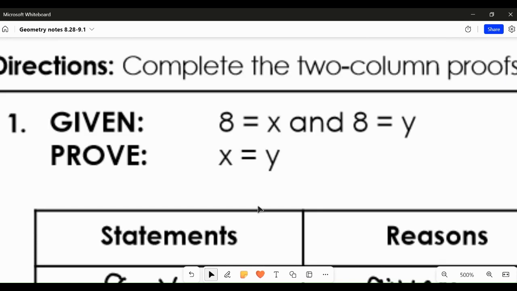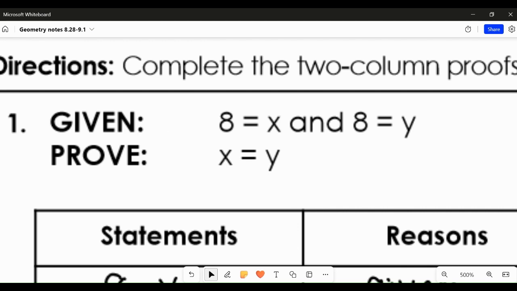All right, folks. So, we got a bit of writing coming ahead to us. So, let's look at our first example. Our first example here has that 8 equals x and 8 equals y. And using that information, we are trying to prove that x equals y. So let's look at the beginning of our proof.